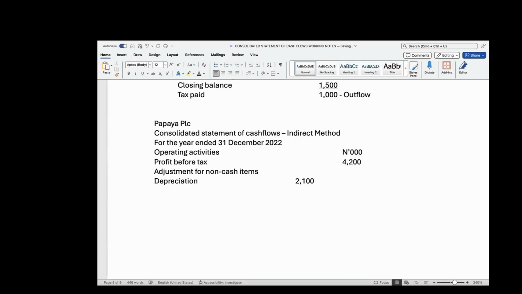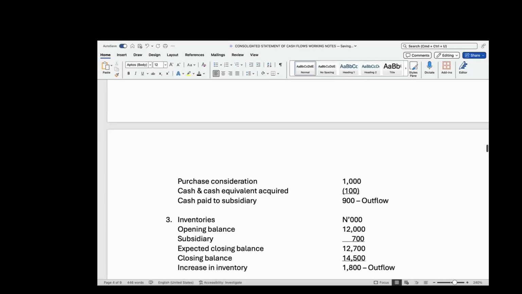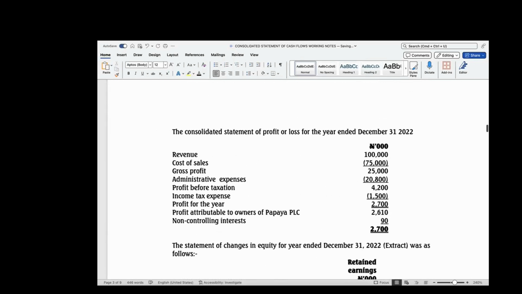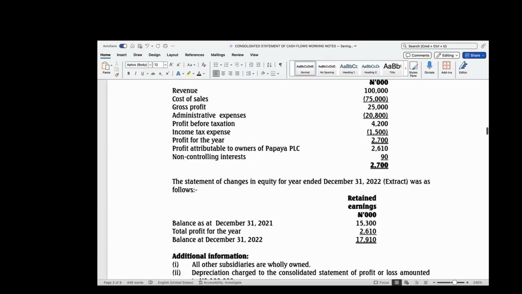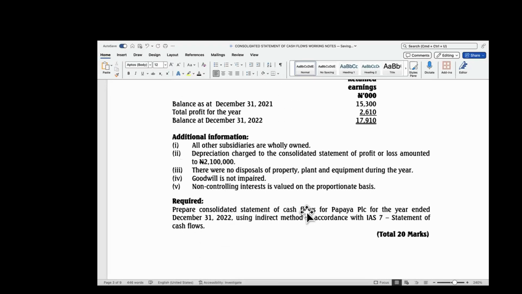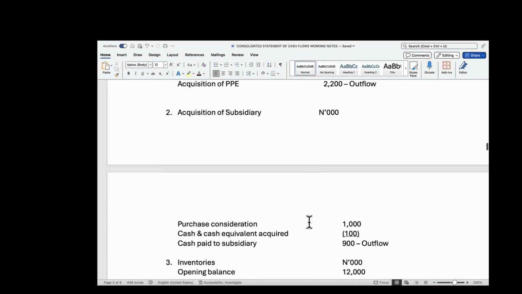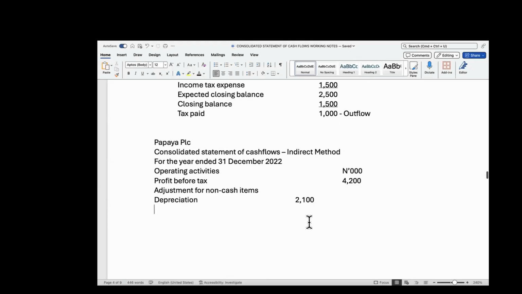Apart from depreciation, was there any other non-cash item? Was there anything like profit or loss on sale of assets, impairments? No. There was nothing like that we identified here. It's just depreciation that we're going to add back. Then you do changes in working capital.